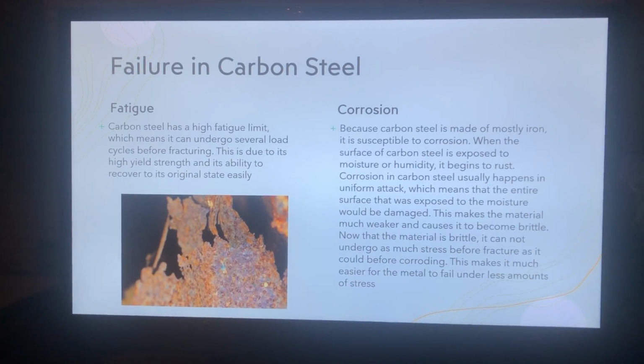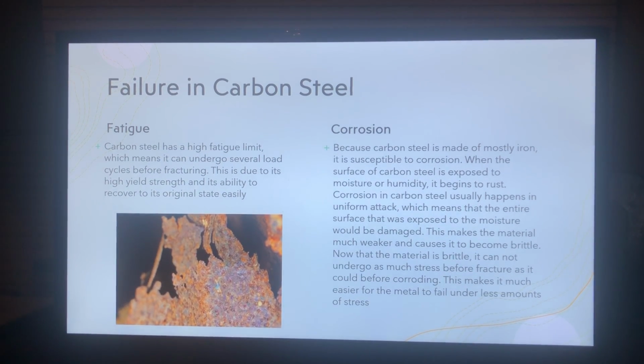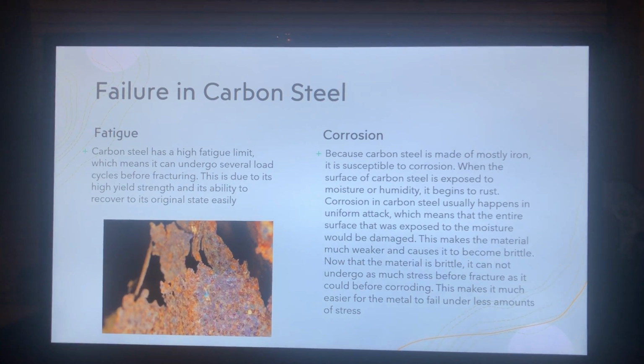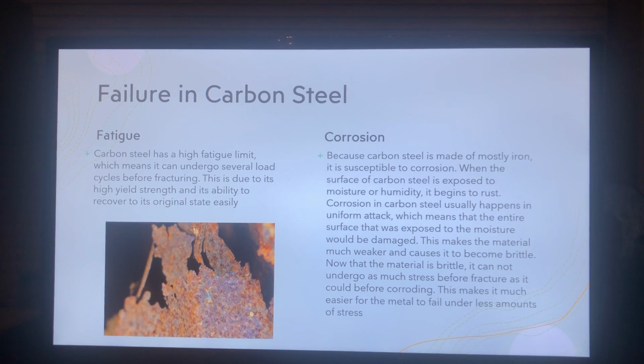It also has a high fatigue limit, which means it can undergo multiple load cycles before fracturing, and that's because it is soft and has a high yield strength, and it can recover easily to its original state.